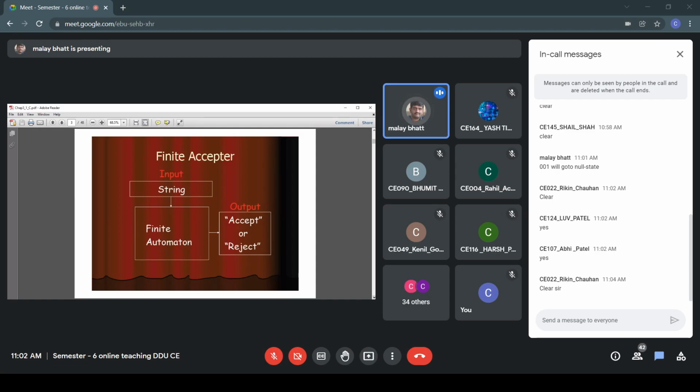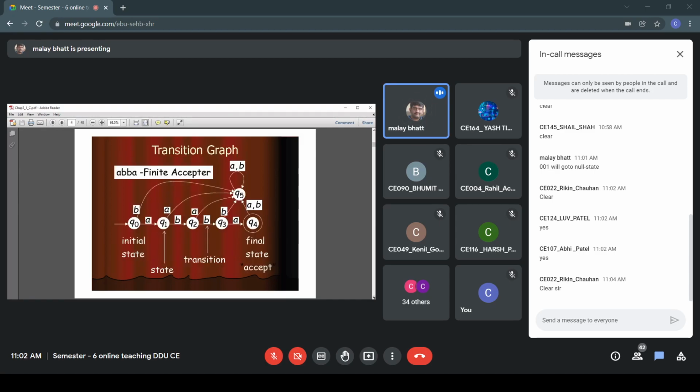If we end up the string in a state other than the acceptance state, then it is known as a reject. Now let us see the example. We have a finite acceptor for the pattern ABBA. This will accept only one string of the language ABBA from sigma star. No other string is accepted. You can see that state Q5 is indicated as a dead state.